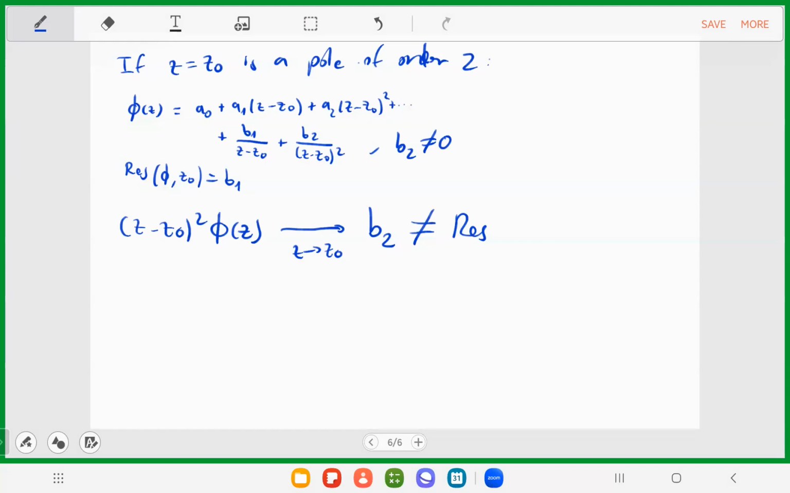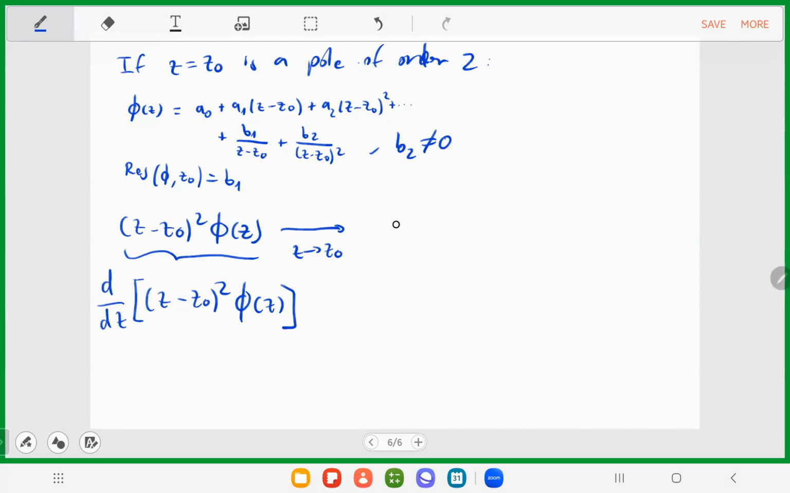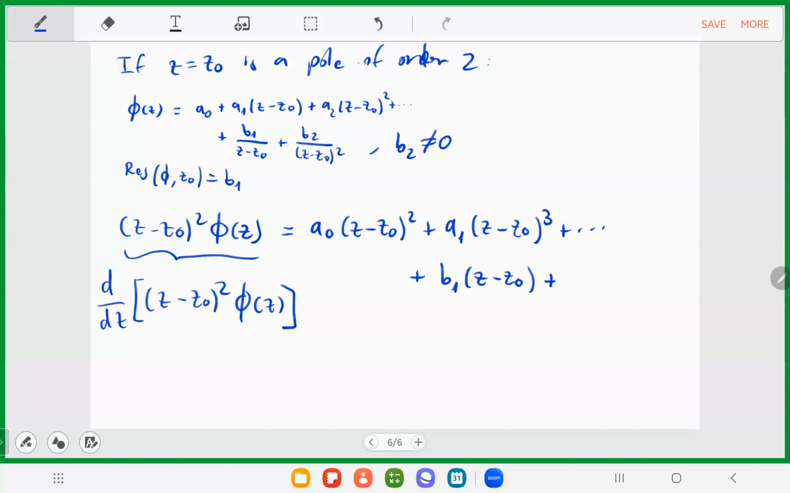But notice that if I take the derivative with respect to z of this thing here, z minus z0 squared times phi of z, let's write what this would look like. This will be A0 (z minus z0) squared plus A1 (z minus z0) cubed, etc. Then the two terms that have the denominator: B1 divided by z minus z0 times z minus z0 squared will be B1 times z minus z0. And the term B2 divided by z minus z0 squared will just be B2.